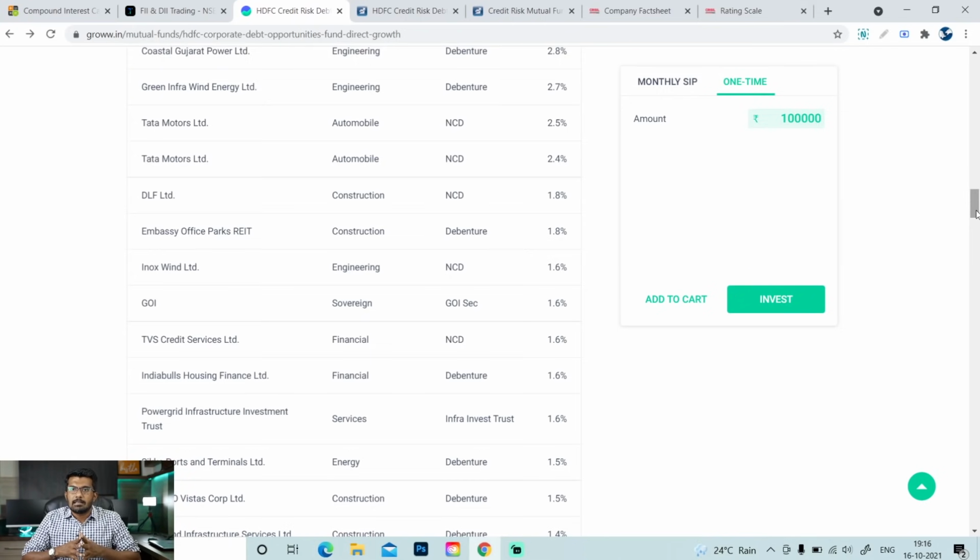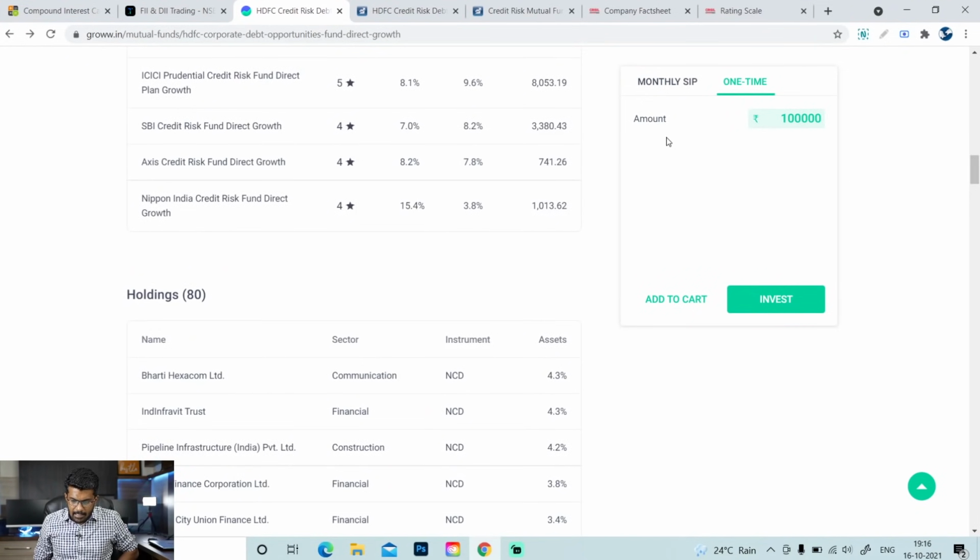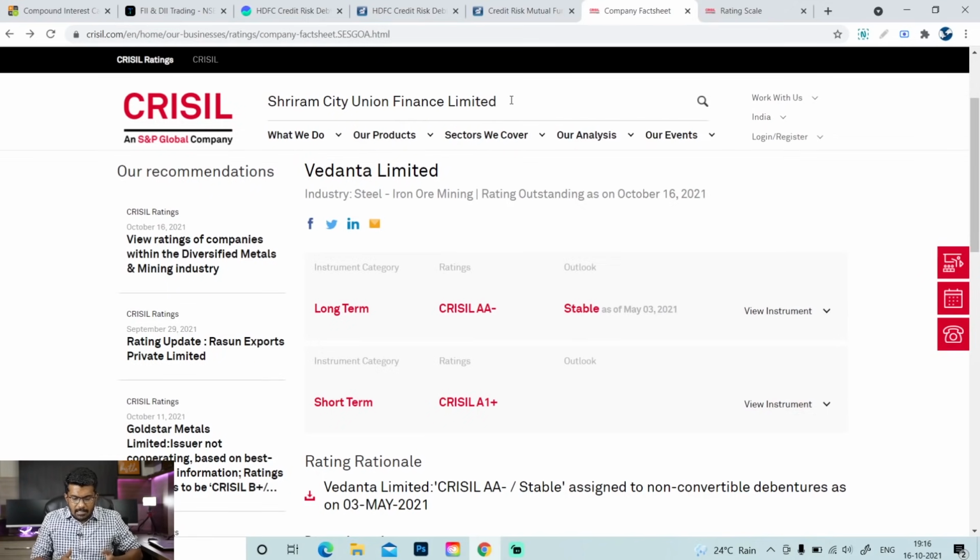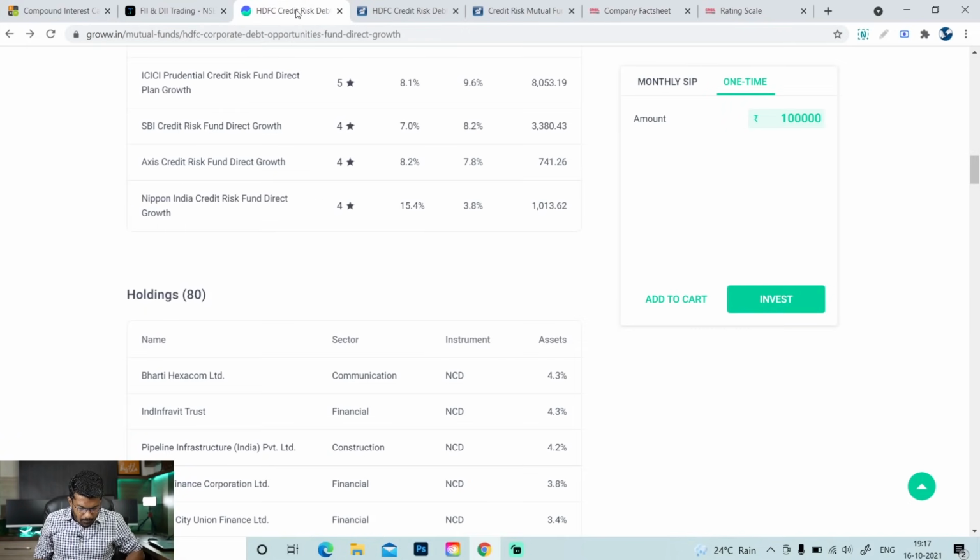Now before investing in this fund, you have to do some research. Let's say, for example, Bharti Hexacom, or Shriram City Union Finance. You have to go and do some research about this company. Obviously, when you are investing in mutual fund houses like this, you have to see what they are doing, right? Now let's say, for example, Power Finance Corporation, they have given money to Power Finance Corporation, non-convertible debentures. You have to go and see what is happening in Shriram City Union Finance. I think we were talking about Power Finance Corporation.